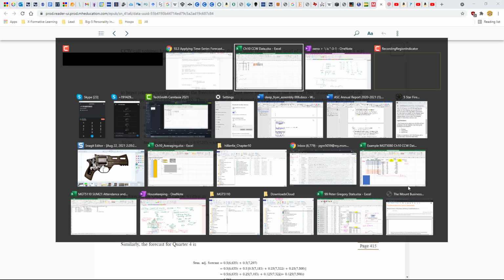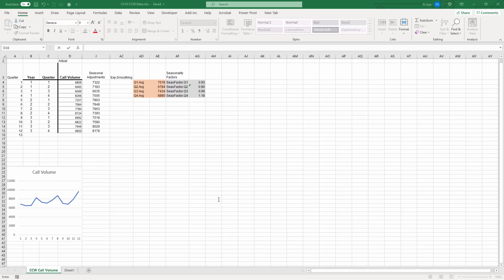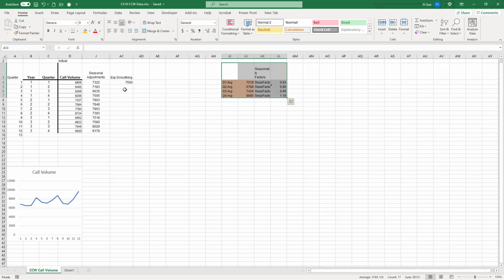Okay, so we'll plug that in and come back over to our sheet. They tell us to use 7,500 for the first forecast. So for the second quarter, this is arbitrary because we had to fill the pipeline. We don't have any previous forecast here, but we do have the current volume. So the forecast for this, we would have said, was 7,500. Let me just move these.